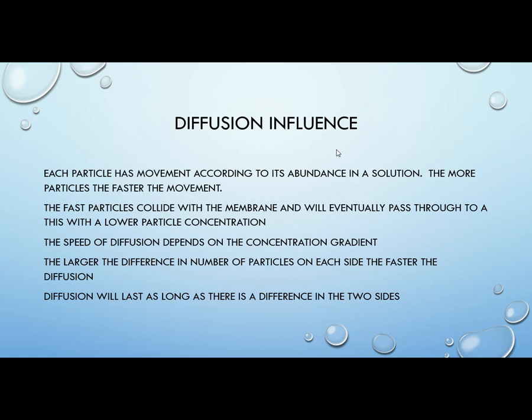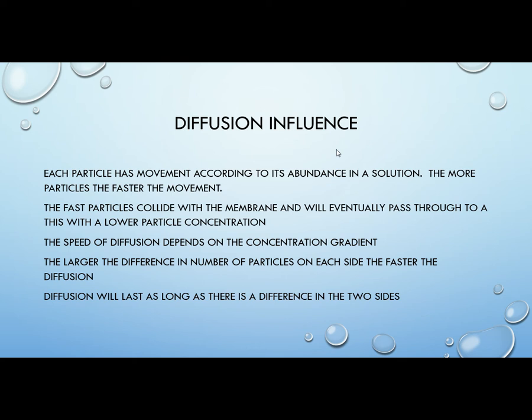Now let's talk about diffusion's influence. The particles are like jumping beans. This is the best way I can give it to you that I understood it the most. The particles are like jumping beans. They jump around until they finally hit a spot in the membrane that is large enough for them to fit through. It makes sense to me when you think about it as jumping beans, because the more beans you have, the more likely they are to hit that space and to be able to pass through.